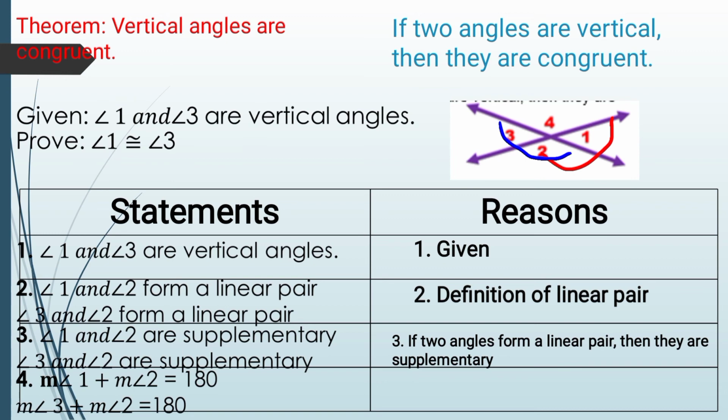And from statement number 3, we can conclude for statement number 4 that the measure of angle 1 plus the measure of angle 2 is equal to 180, and the measure of angle 3 plus the measure of angle 2 is equal to 180. The reason is the definition of supplementary angles. As you observe, each statement is based on the previous statement, so it must be in a logical, coherent manner.